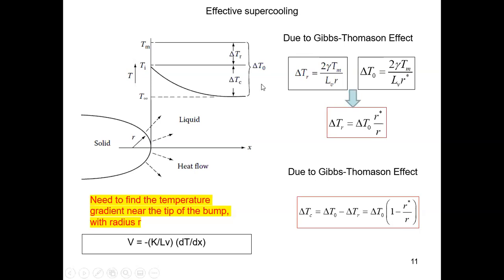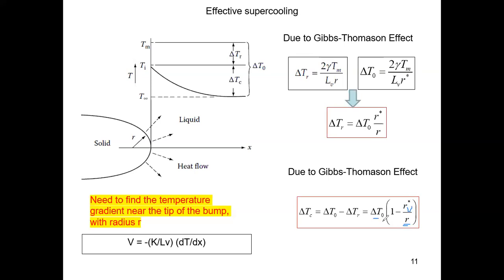Okay, now we can check this relation to see whether it makes sense or not. So now we can take the two limits. Let's first take the limit when R goes to infinity. R star is fixed, right? Once you fix delta T naught, you have this fixed, so there's nothing we can play with there, but we can definitely play with R. If we set R to infinity, what do you get for the effective supercooling? Just look at this expression. When R goes to infinity, the second part in the parenthesis is 0, so you get delta T naught.